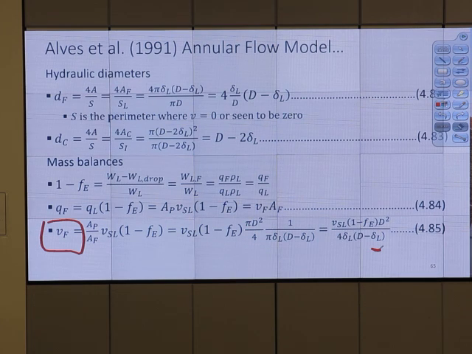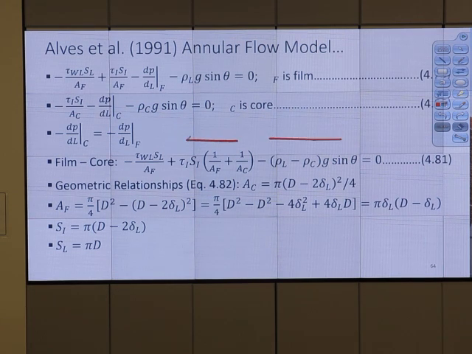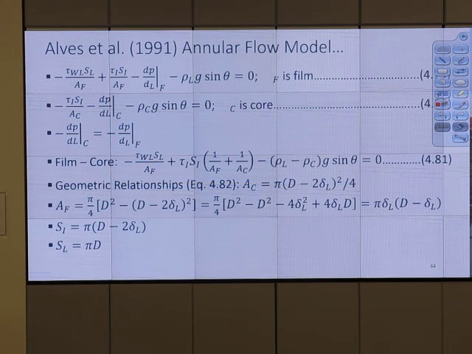Jay Cheng, where do we need V sub F? Where do we use it? Which term contains V sub F? We have the combined momentum equation, 3.81. Which term has anything to do with V sub F, Jay Cheng? I guess the first term. Tau WL? Yes. What about tau I? Is that going to have anything to do with V sub F? Yes.